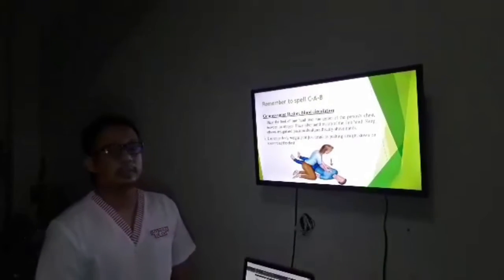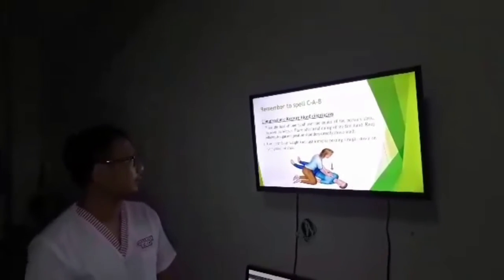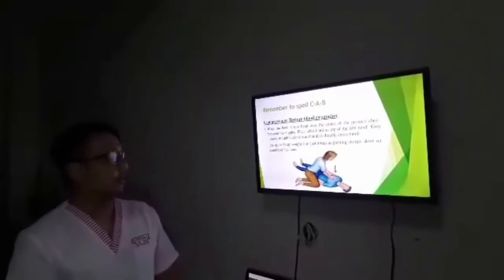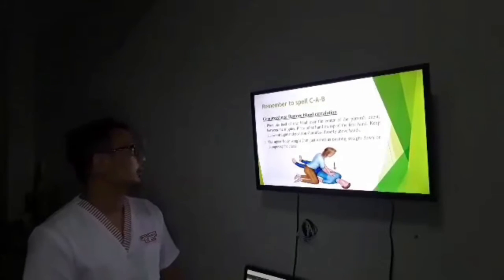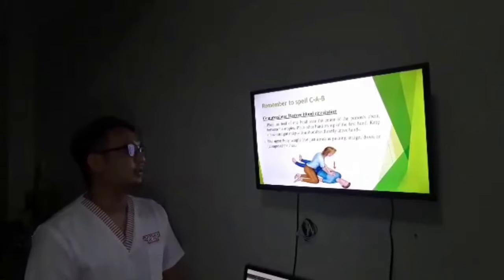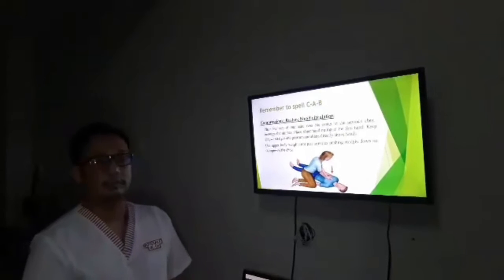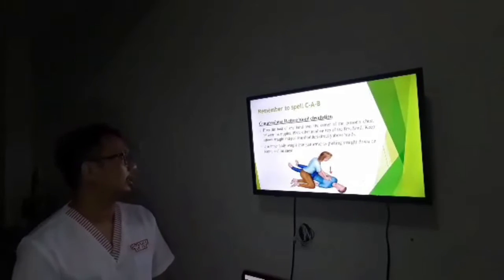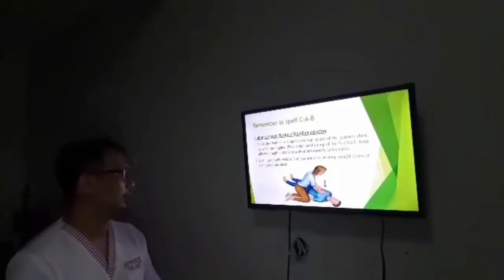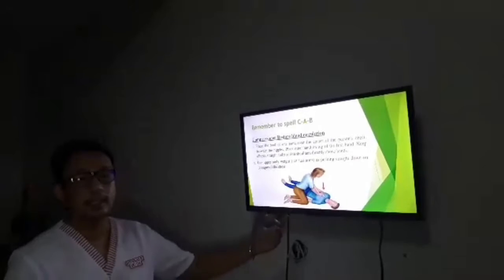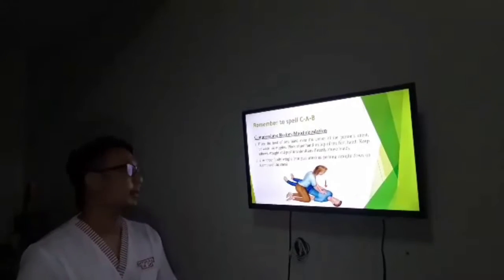So, remember to spell CAB. Compression restores blood circulation. Our first thing to do is to place the heel of one hand on the center of the person's chest between the nipples. Place the other hand on top of the first hand. Keep elbows straight and position shoulders directly above hands. Second, use upper body weight, not just arms, pushing straight down and pressing the chest. This is an example of the positioning of the patient.